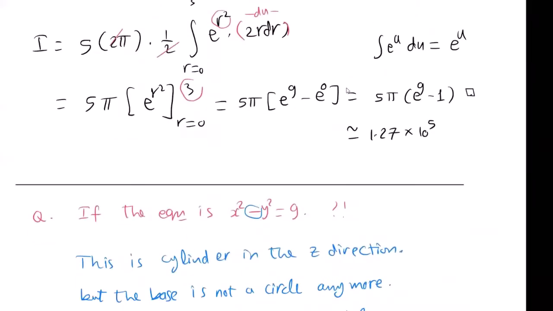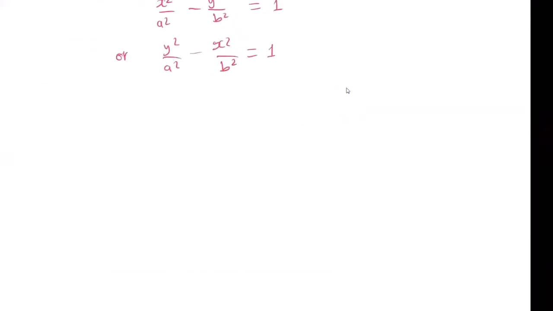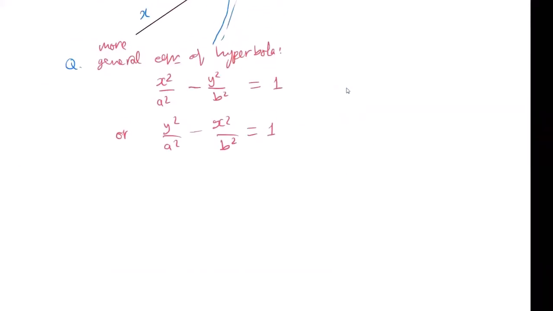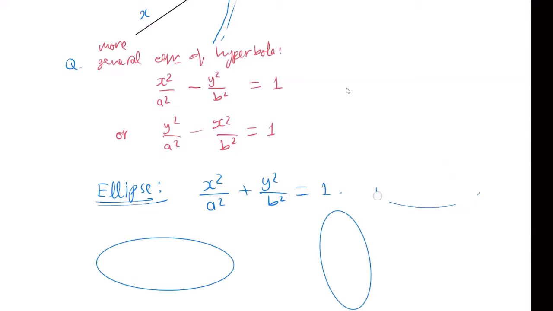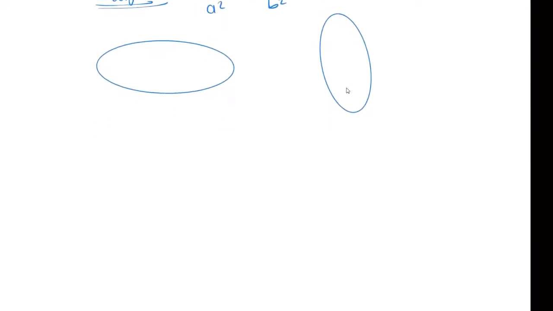We have the same situation. So again, very similar to the hyperbola, but with a positive sign. Ellipse: x square over a square plus y square over b square equals 1. This is the ellipse, or this way. This is better. Any question? Is it clear now?